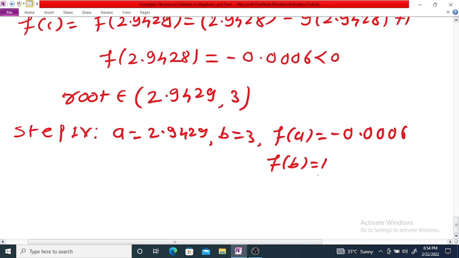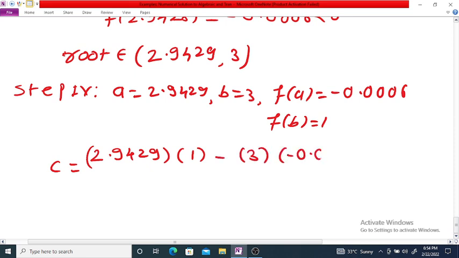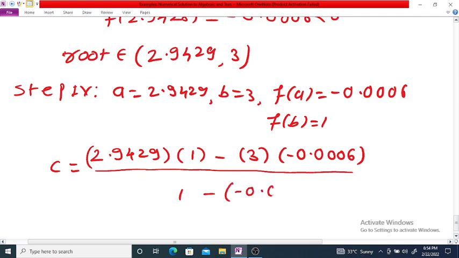F of b is what? 1. So here we try to find c is equal to a f of b minus b f of a, divided by f of b minus f of a. F of b is 1, minus f of a, minus 0.0006. So c is equal to 2.9428.